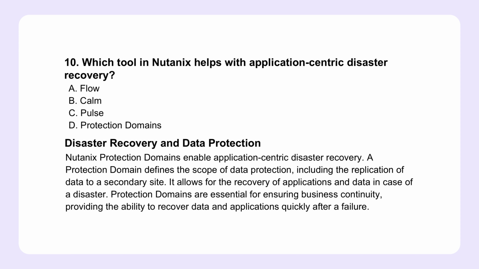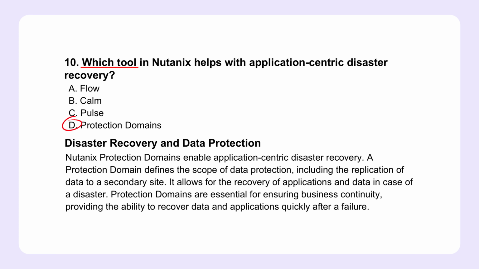Okay, last question area. What happens when things go really wrong? Disaster recovery. Planning for the worst-case scenario. Business continuity. Question 10. Which tool in Nutanix helps with application-centric disaster recovery? Options are A, Flow, B, Calm, C, Pulse, D, Protection Domains. For application-centric DR, the answer is D, protection domains. Protection domains, okay. How do they help with recovering applications specifically?